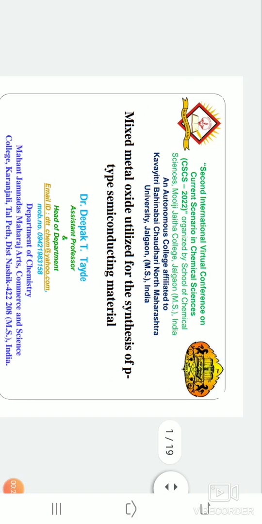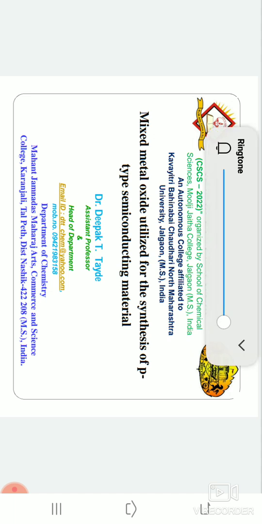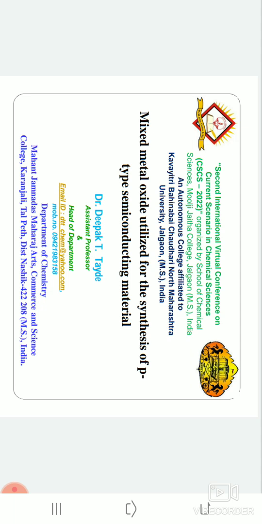Myself, Dr. D T Tayde, Assistant Professor and Head, Department of Chemistry, Mahanta Jamnadas Maharaj Arts, Commerce and Science College, Karanjadi. I am going to present one of my research articles, Mixed Metal Oxide Utilized for Synthesis of P-type Semiconducting Material, in your second international virtual conference on current scenario in chemical sciences.